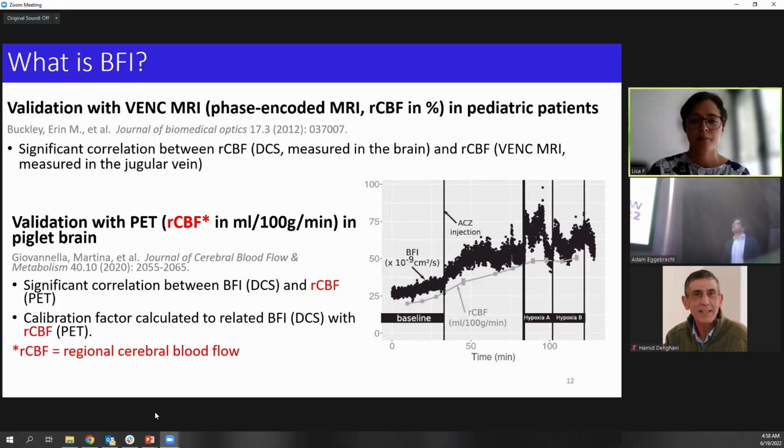And in this example of the PET validation study, a calibration factor was also calculated in order to relate the absolute BFI values from DCS with regional cerebral blood flow measured by PET.